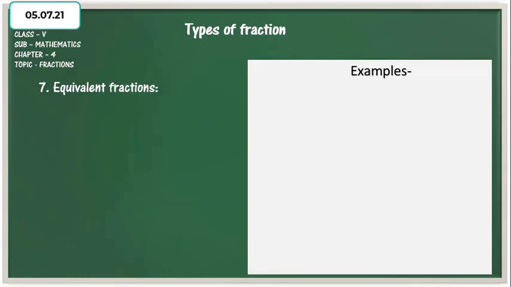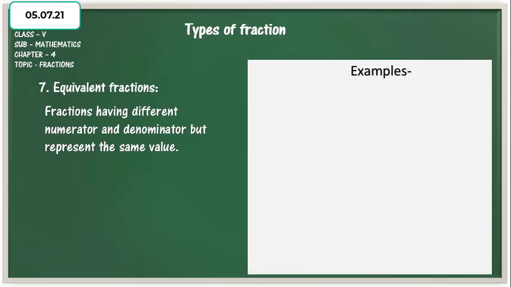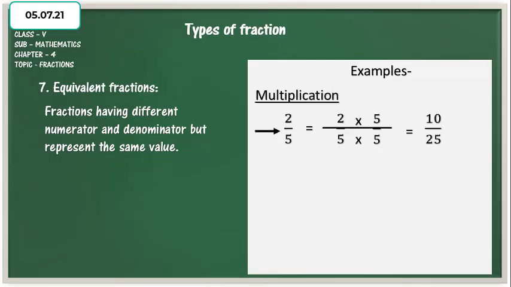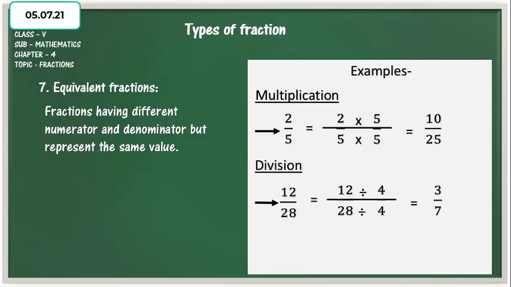7. Equivalent fractions. Fractions having different numerators and denominators but representing the same value are called equivalent fractions. We can find equivalent fractions either by multiplication or by division. By multiplication, 2 by 5 multiplied by the same number 5 will give us 10 by 25, while by the division method, 12 by 28 divided by 4 by 4 will give us 3 by 7.